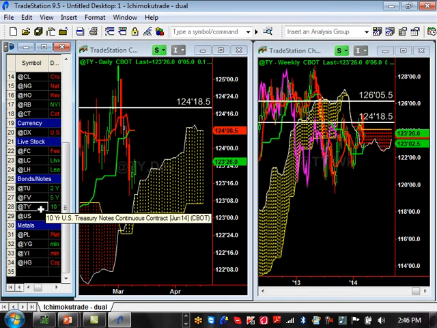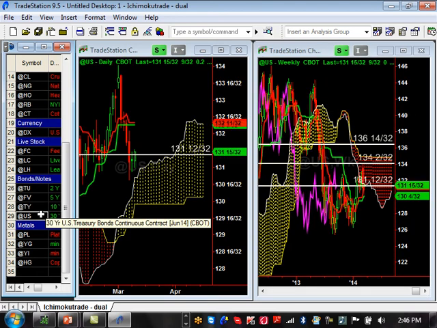Next, you have your treasury 10 years. This is not really doing anything either. Let's just skip that one. 30-year, this is boring too, really not doing anything. Support on this one is going to be about 134 and 432s. Resistance on this guy is going to be about 134 and 232s.